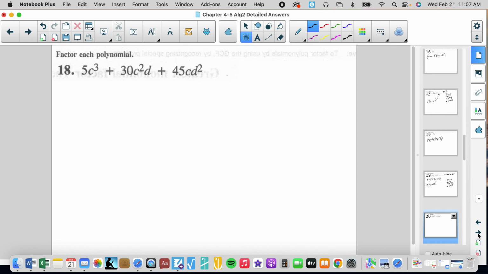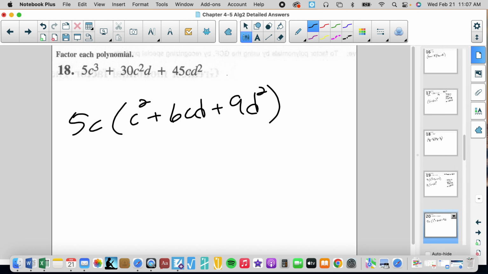We have a common factor of 5 and a c. Each of those has a c. So if we factor out a 5c from 5c cubed, we're left with c squared plus 6cd plus 9d squared. And is this, in the parentheses, a binomial square? 3 terms, second sign positive, perfect square for the first, perfect square for the third. Does the middle equal 2 times the square root of the first times the square root of the last? Yes. And we get c plus 3d quantity squared.